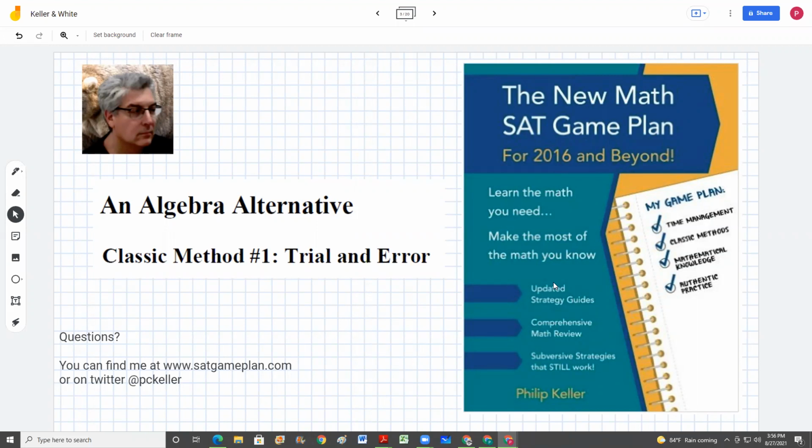Okay, this is a classic method. Trial and error is something that you use in school and you feel like you're just doing things the wrong way. But on the SAT, so many of the problems are designed so that doing it the trial and error way is actually faster, easier, safer, avoids lots of traps. Let me just show you a couple, see if I can convince you.